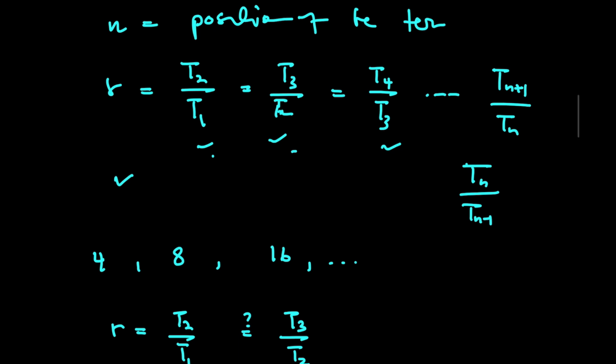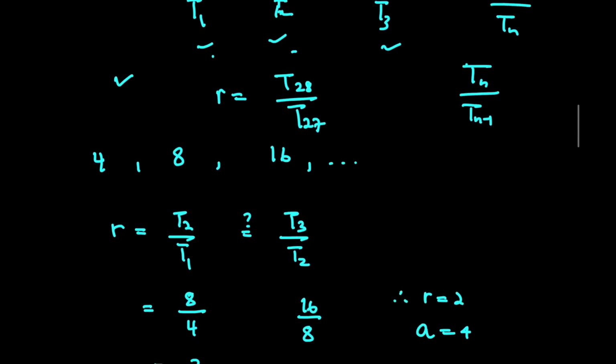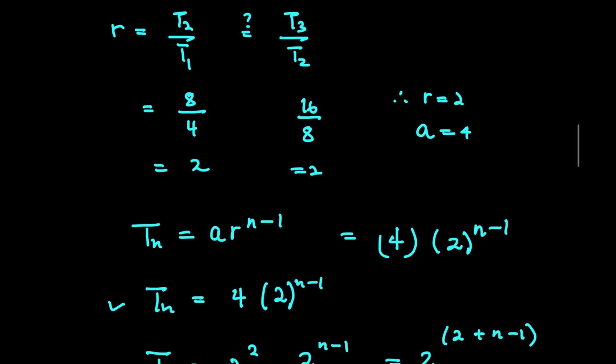So take note, you might not be given, let's say, T1 or T2, but let's say you've got T27 and T28. So your R will equal what? T28 over T27. You see? So just take note that it's the terms that are following each other, and then we did multiple examples here.